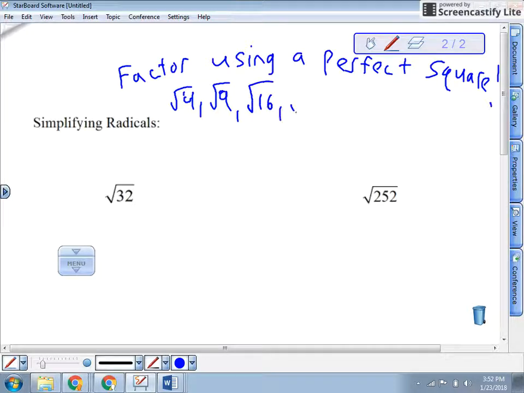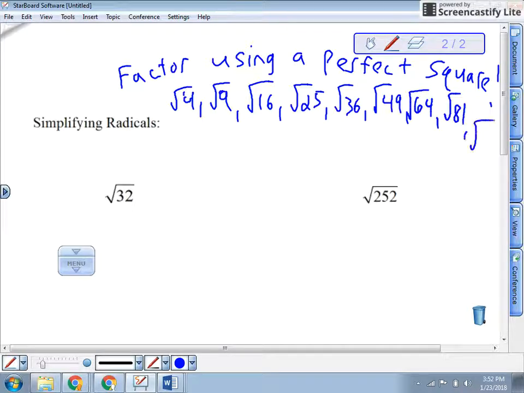Square root of 25 is 5. I'm going to list out a bunch so you guys can see them all. Square root of 36 is 6, square root of 49 is 7, square root of 64 is 8, and the square root of 81 is 9. And obviously you guys know the square root of 100 is 10, or 10 squared is 100. So those are your perfect squares.